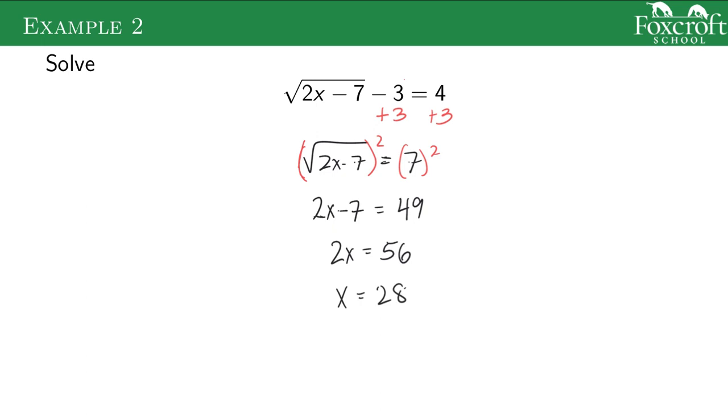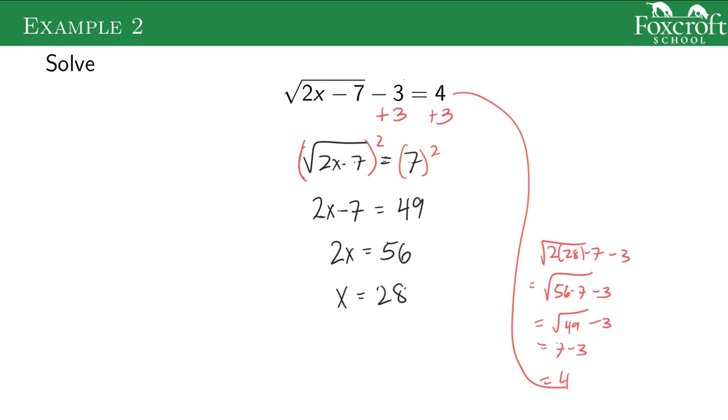And again, whenever I'm solving this, I'm not 100% sure if this is the answer yet, so let's try to plug in 28. If I plug in 28, I get 2 times 28 minus 7 minus 3. 28 times 2 is 56. That's 49. Square root of 49 is 7. And I do get 4, which is what I want on that side. So this is the solution, and now I'm done.